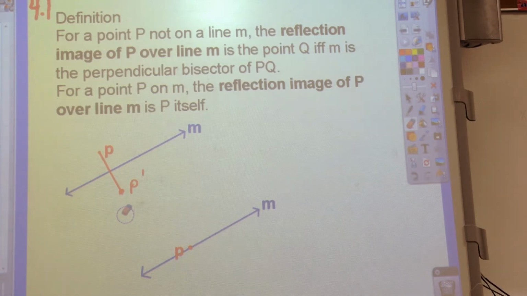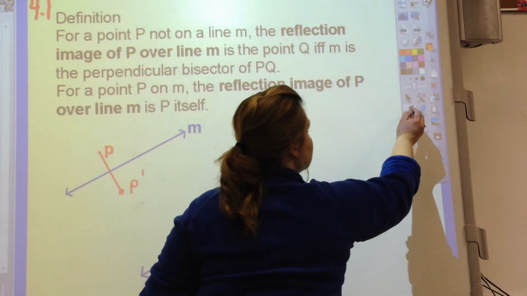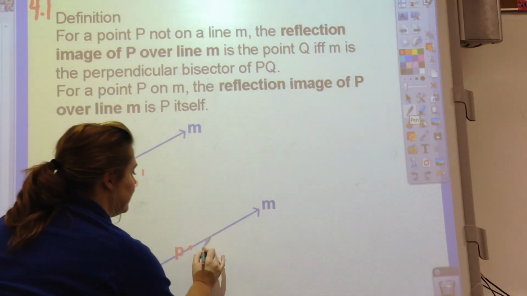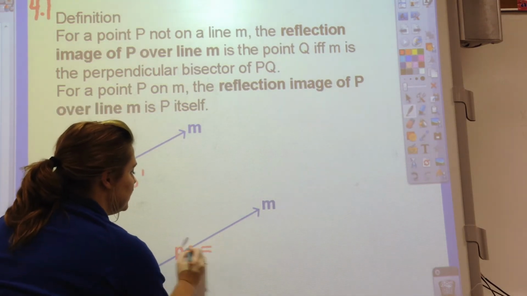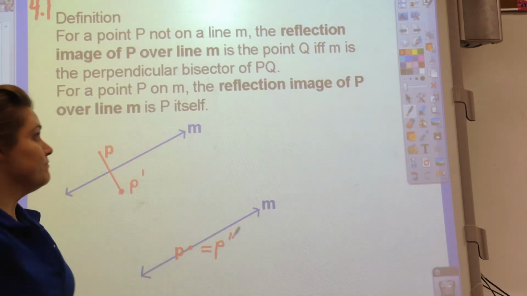So let's read the definition. For point P not on the line, the reflection of P over the line is point Q, or P prime, if and only if M is the perpendicular bisector of PQ. For a point on M, the reflection over the line is simply going to be P itself. So just so we don't become confused, I'm always going to use the same letter and just add a prime. So P is going to equal P prime when it's on the line.